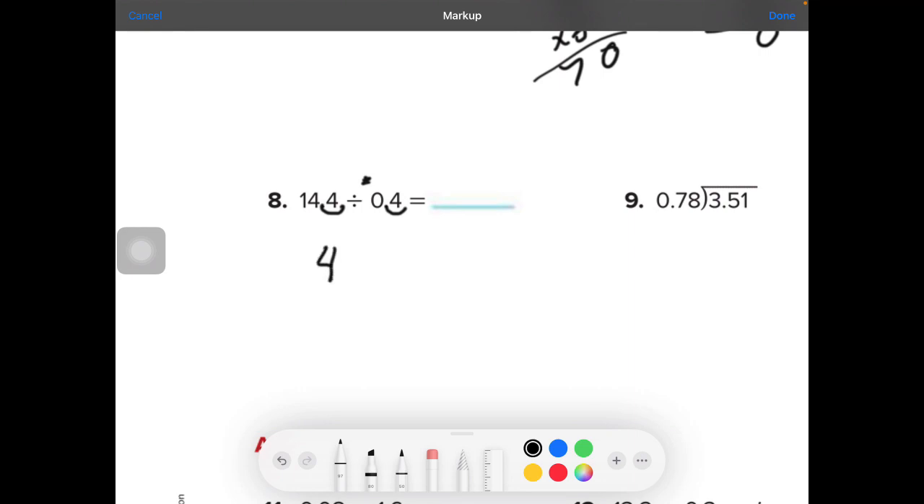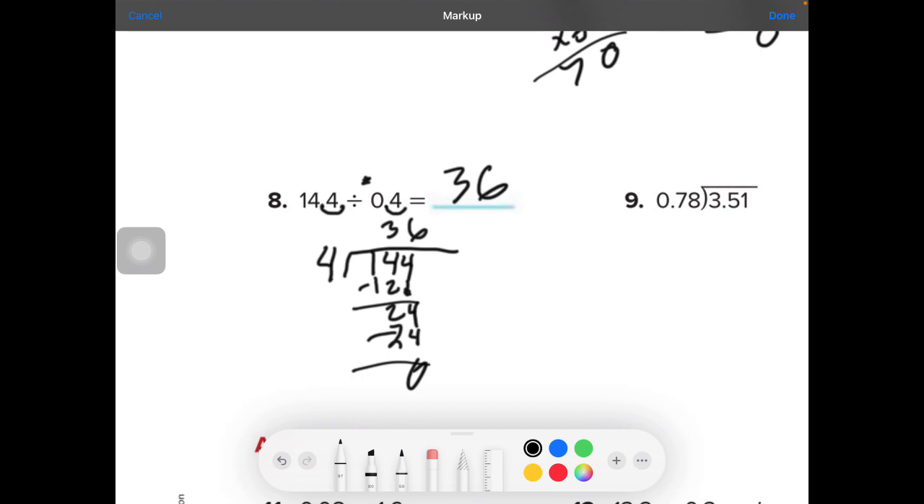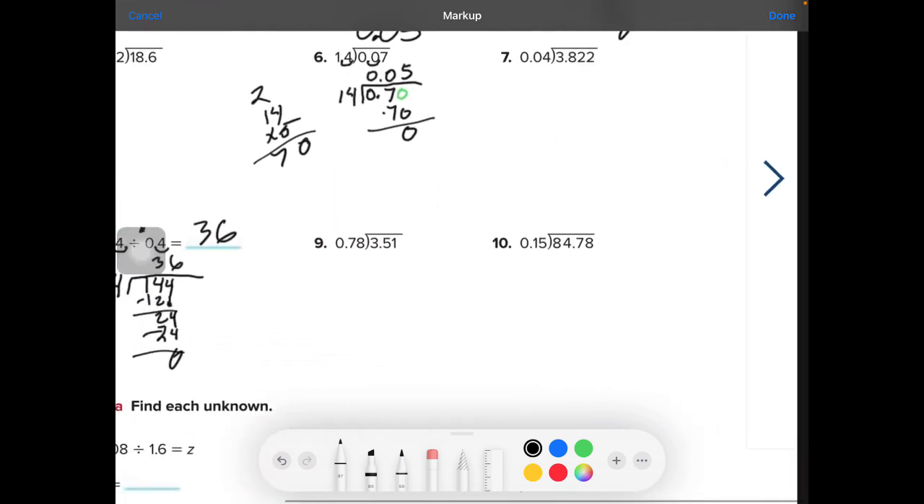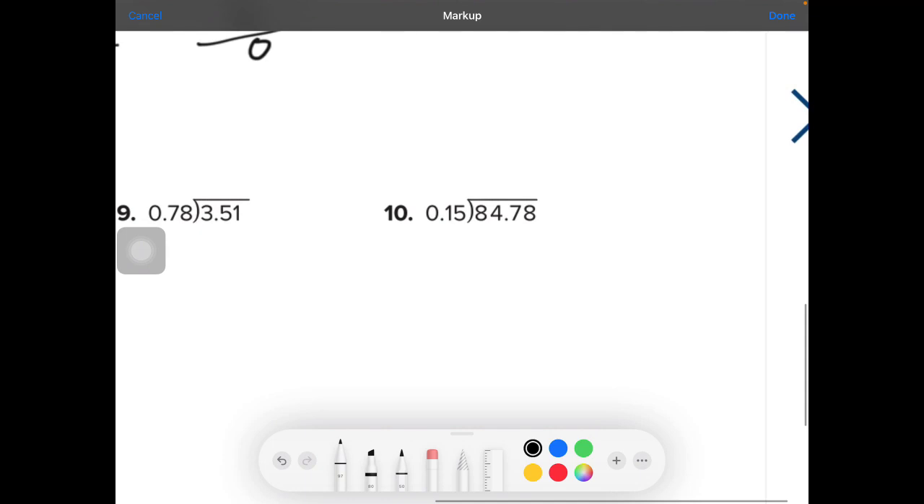Okay, number 8. So this is our divisor right here. We need to go over one spot. So then we have 4 that will go into 144. All right, 4 will not go into 1, but 4 will go into 14 at least 3 times. 3 times 4 is 12. 14 minus 12 is 2. Bring down the 4. 4 will go into 24 6 times. 6 times 4 is 24. 0. So 36 is our answer to 8.